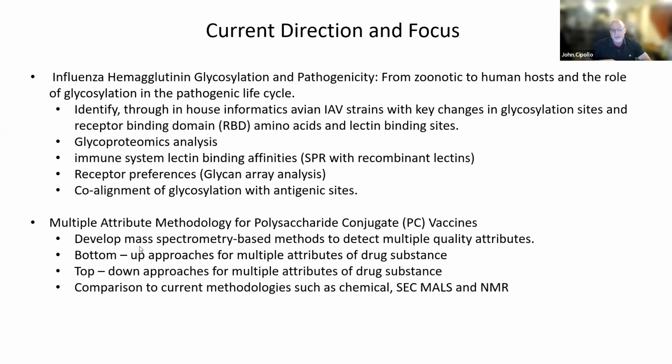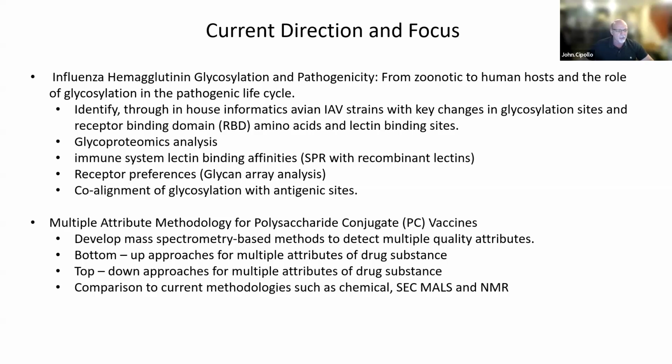We're also taking a step in a new direction, and one that isn't very well explored at this point, and that's multiple attribute methods development for polysaccharide conjugate vaccines. These are different than what I've already discussed. Polysaccharide conjugate vaccines are, in general, polysaccharides isolated from the bacterial capsules. These are antigenic, and they become much more antigenic, with long-lasting immunity, when they're linked to a protein. Hence the conjugate, polysaccharide conjugate.